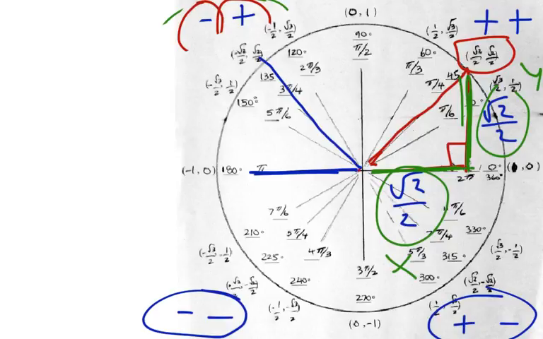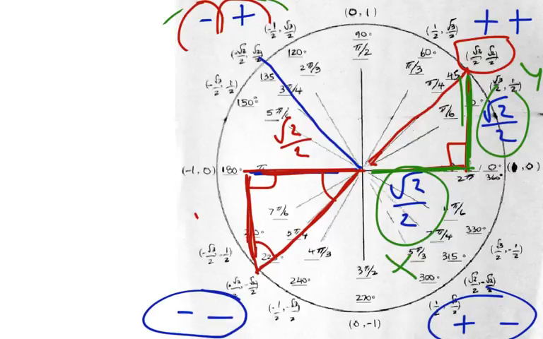So this is going to be my 45. That's going to be my 45 according to this x-axis. 45, this is 90, this is 45, this is 45. Therefore, this side is square root 2 over 2. The y portion is square root 2 over 2.